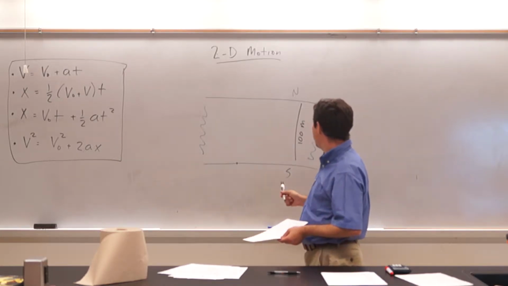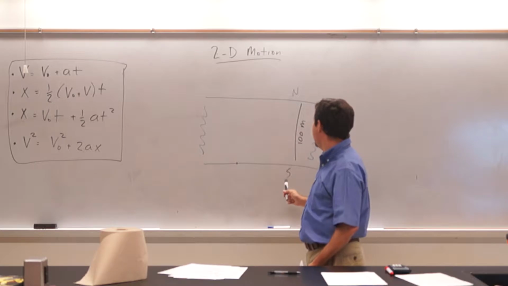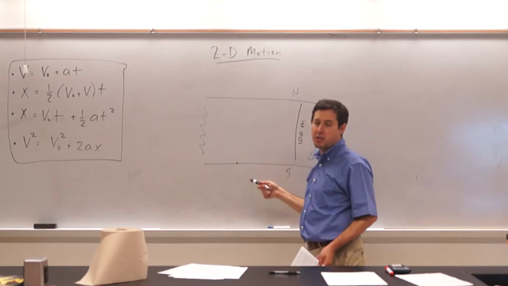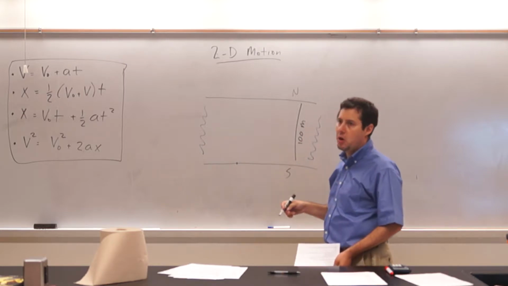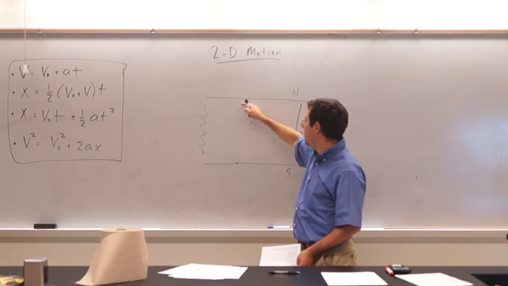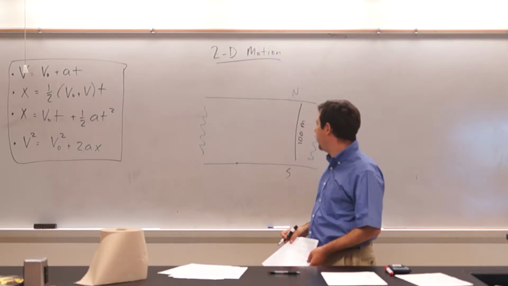So in order to cross the river, you need to move 100 meters in the y direction, right? It doesn't matter what you move in the x direction, as long as you move 100 meters in the y direction, you have successfully crossed the river. You won't end up right here, you'll end up downstream.